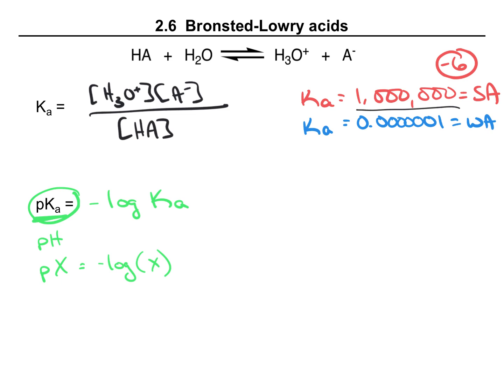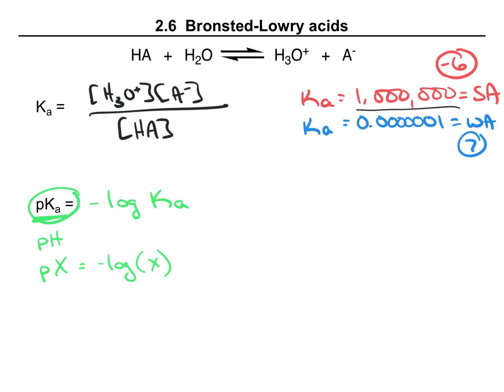Now I am plugging in a number with 6 zeros after the decimal point, 0.0000001. If I take the log of that, that gives me -7. And then the negative of -7 is 7. So what we see is that a large value for Ka gives us a small value for pKa, and a small value for Ka gives us a large value for the pKa. Our range could be on the order of -6, -7, -8, all the way up to about 60. So it's still a nice big range, but we're not dealing with exponents.